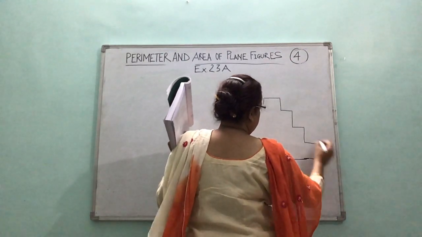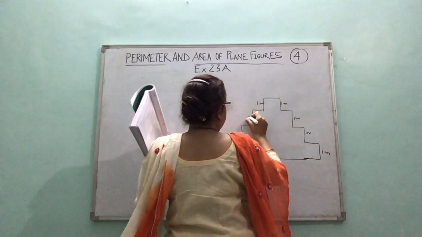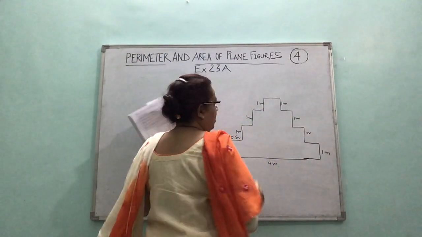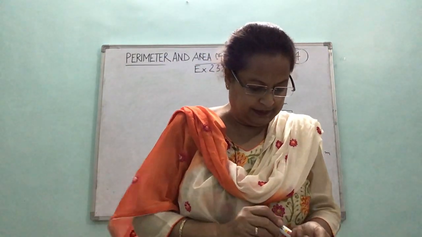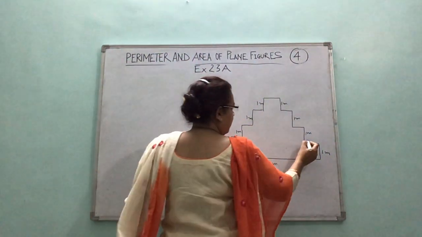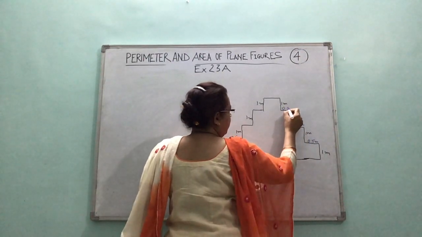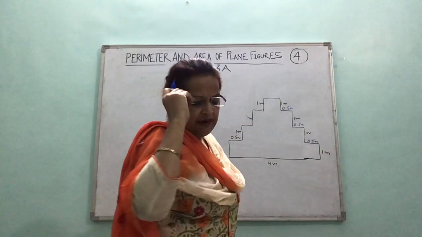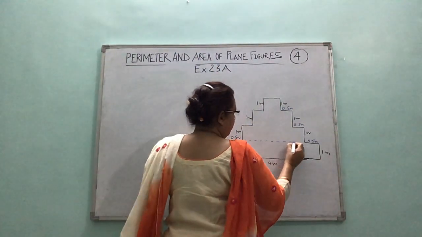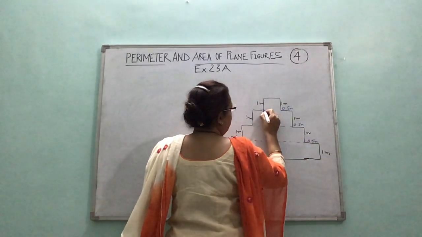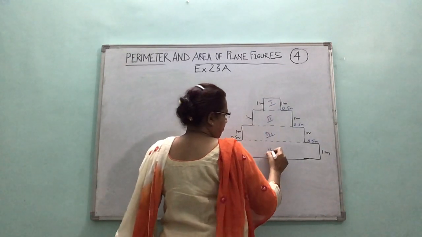So 1 meter, 1 meter, 1 meter, 1 meter, 1 meter, 1 meter, 1 meter, and this is everywhere. This is 0.5 meter, 0.5 meter, 0.5 meter, 0.5 meter. This is not given, which we will find out. Okay, so let's divide it. Join it with dotted lines. You will get 4 rectangles. 1, 2, 3, 4.